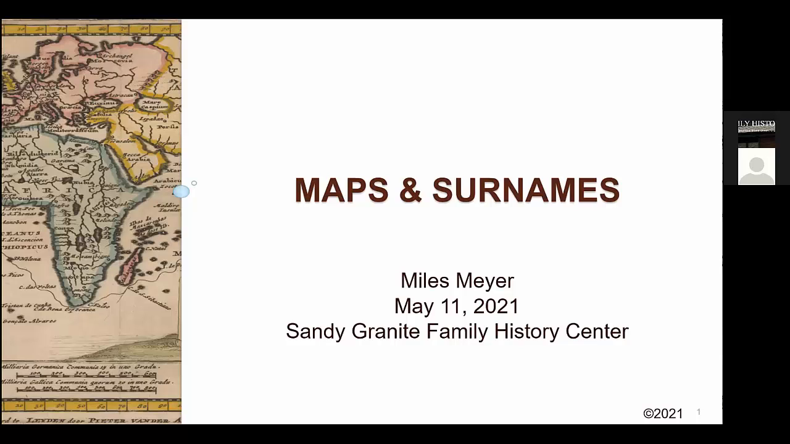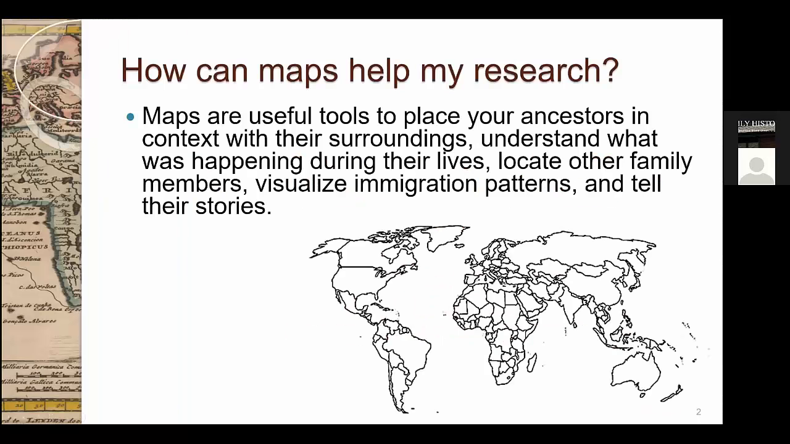So tonight we're going to be talking about using maps in your family history research and how maps can help you find where your surnames are located. Maps are useful tools. They place your ancestors in context with their surroundings. It helps you understand what was happening during their lives, and it helps you locate other family members, visualize immigration patterns, and tell their stories.